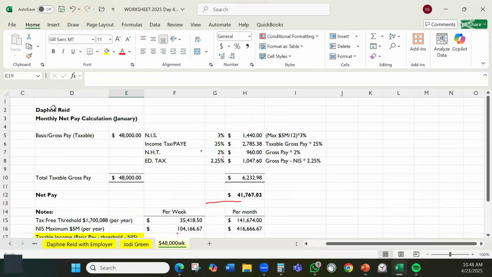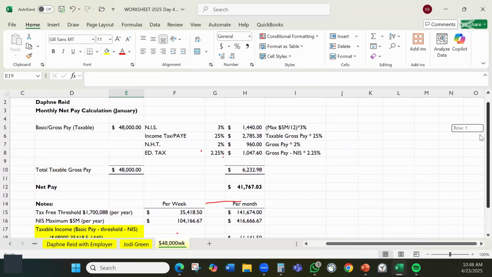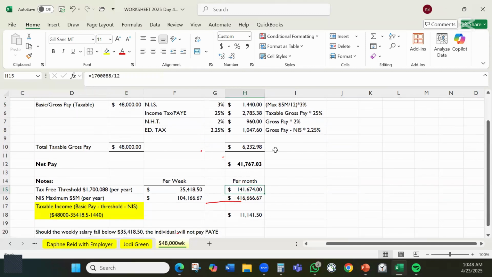So still definitely. But let us say that she's getting paid on a weekly basis and her pay is $48,000. The same thing would apply. The only difference is that when we are applying the threshold this time, we would not use the 141 because this threshold is per month, right? So when we are calculating the taxable pay, it is going to be the $48,000, which is the basic pay, minus the threshold this time. It's a week, so it would be the 35,418, not the 1,417.